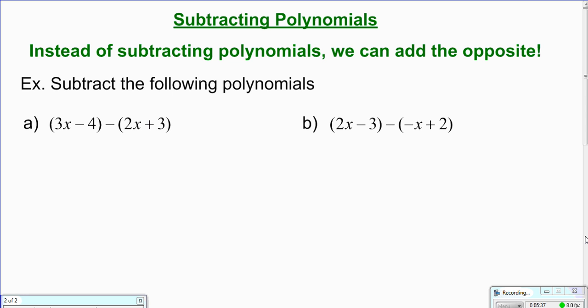So instead of subtracting polynomials, we can actually add the opposite. So I'm going to build these out and show you them as a subtraction, and then I'll show you how adding the opposite is the same thing.